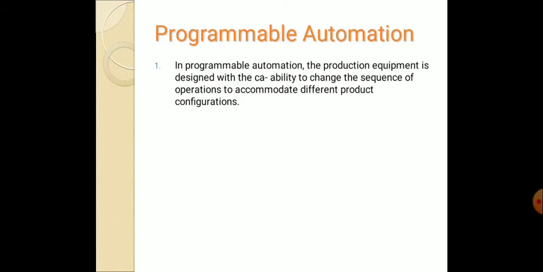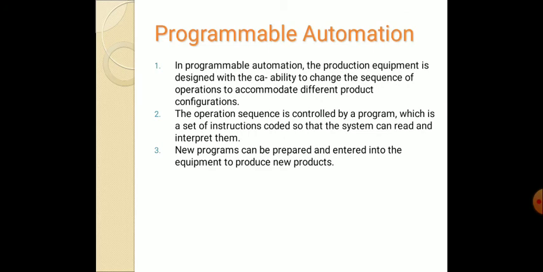Next one is the programmable automation. So what is this programmable automation? In the programmable automation, the production equipment is designed with the capability to change the sequence of operation to accommodate different production configuration. The operation sequence is controlled by a program, which is a set of instructions coded so that the system can read and interpret them. The new programs can be prepared and entered into the equipment to produce new products.